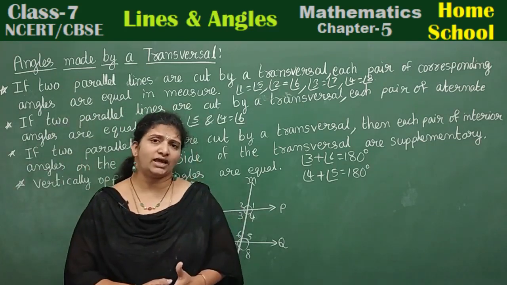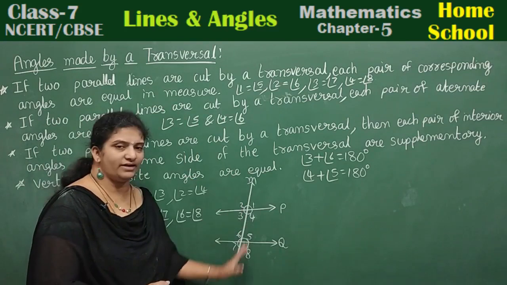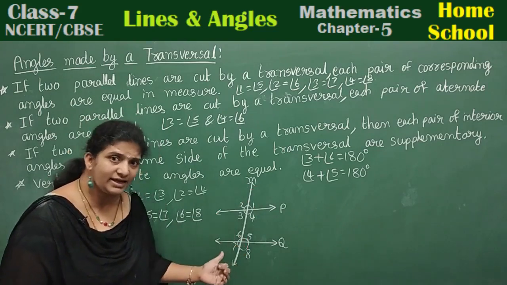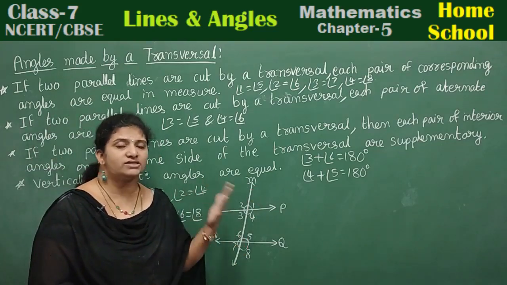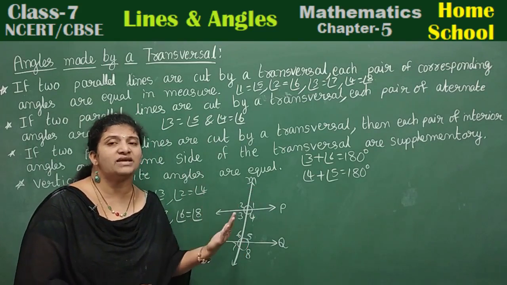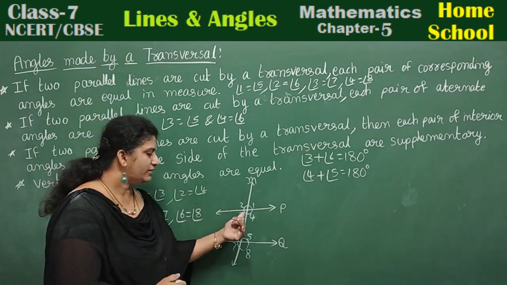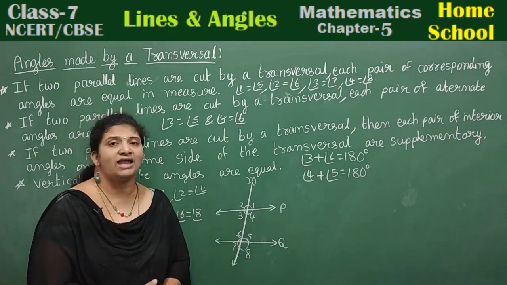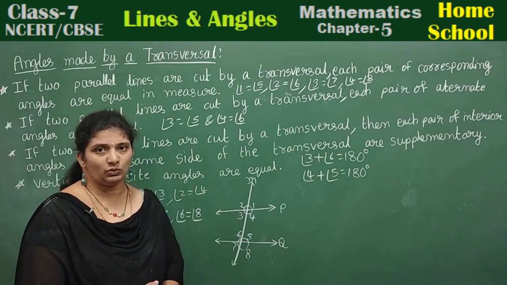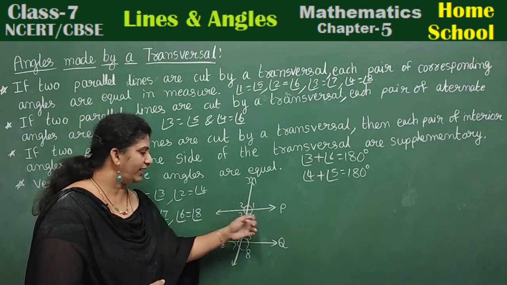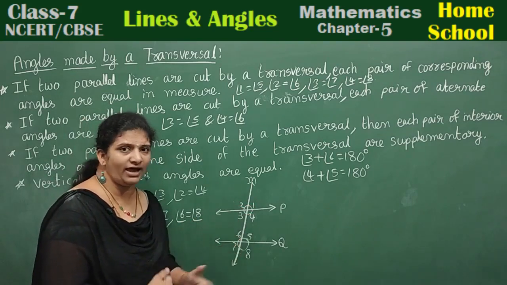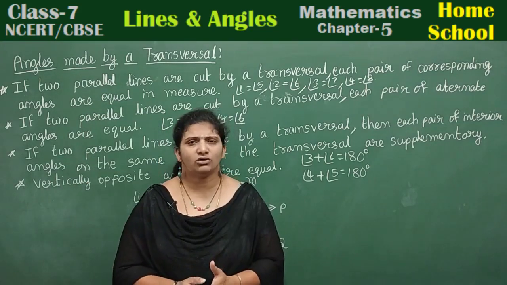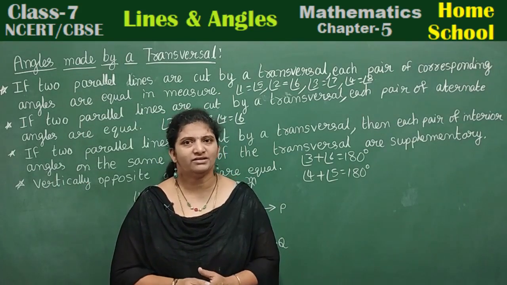So once again, let's have a recap. If two parallel lines are cut by a transversal, their corresponding angles are equal and their alternate angles are equal, and for the angles lying on the same side of a transversal, the sum is supplementary. Supplementary means angle 3 plus angle 6 is 180, angle 4 plus angle 5 is 180 degrees, and the vertically opposite angles are equal. Angle 1 and angle 3, angle 2 and angle 4, angle 6 equals angle 8, angle 5 equals angle 7. All these vertically opposite angles are equal.